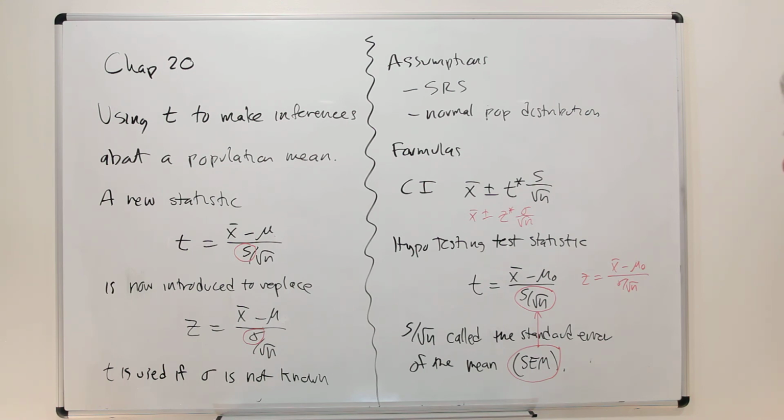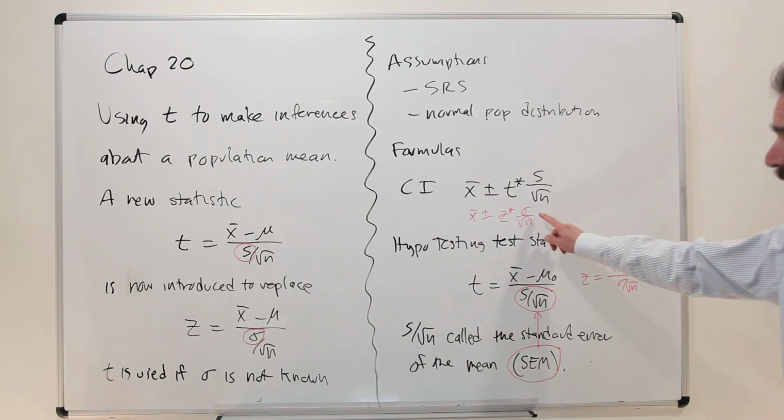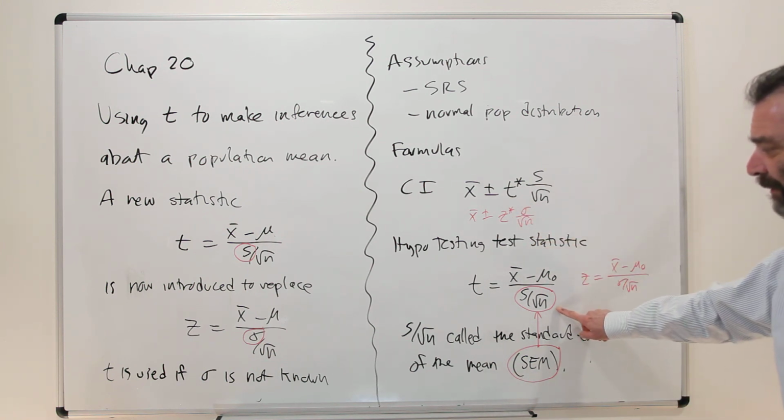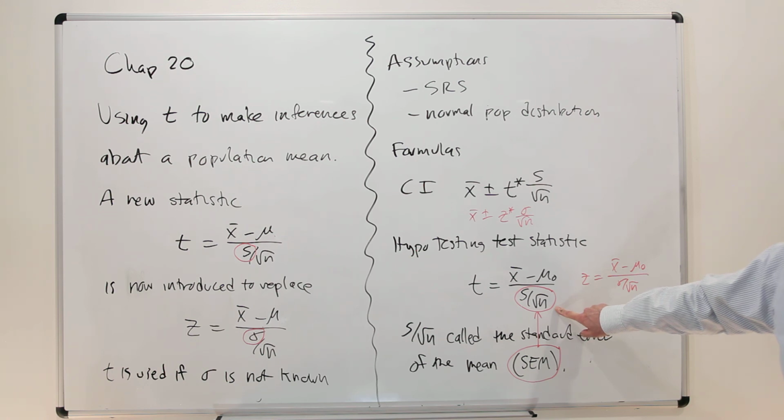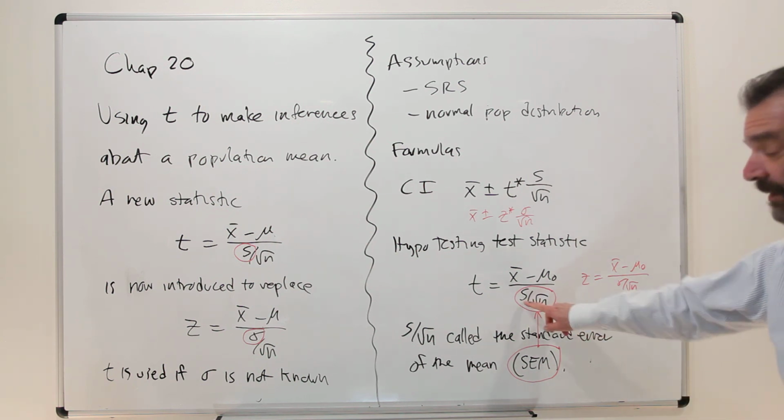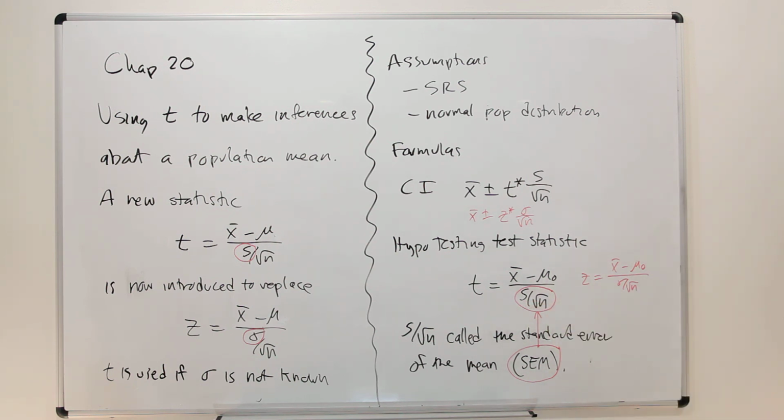Either one of those things is called the standard error of the mean. It's the standard error of x bar, either the actual standard error, which is sigma over root n, or the estimated standard error, which is S over root n. Either one we call SEM, depending on the situation. Ordinarily, we don't know sigma, so SEM ordinarily is S over root n. So that's our introduction to how the T statistic works, and then we'll look at more details in a minute.